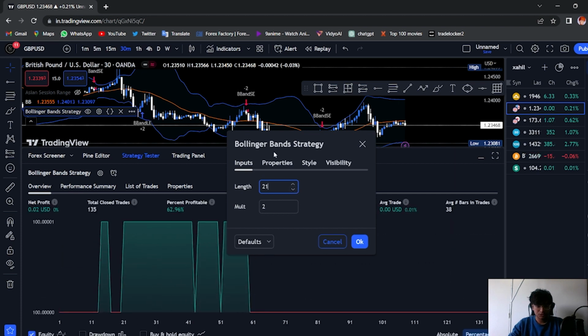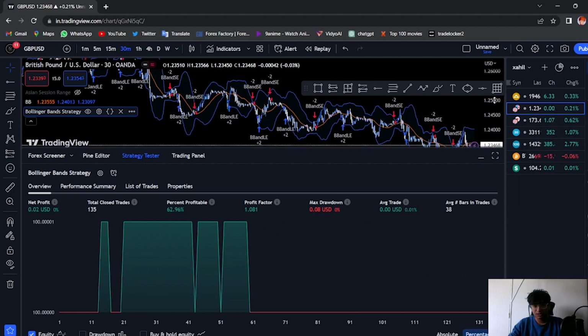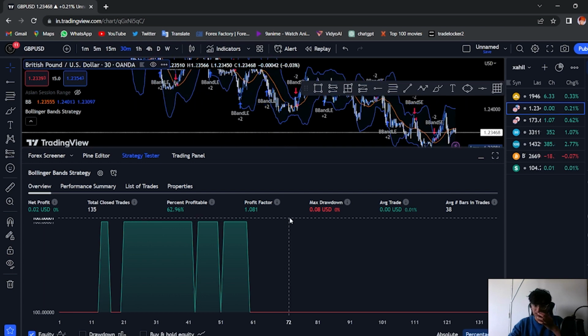Yeah, so what do you think? We had a maximum 8 USD drawdown and everything like that. You can see it has taken trades here, sell here, buy here. So it's taking random trades based on the strategy, how it should be working. You can just analyze it. I'm not saying you just need to see the graph and check.